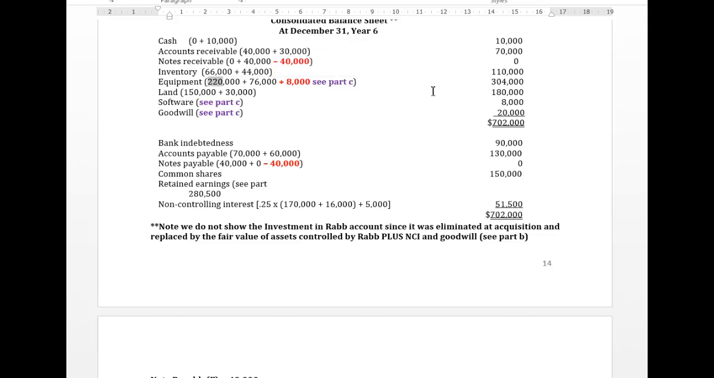Foxx has separate entity equipment of 220,000. Rabb has separate entity equipment of 76,000. But don't forget, on the consolidated statements, if there's been any fair value increment that hasn't yet been amortized, we have to show that, because Foxx bought Rabb at fair value, and they assess that fair value on the equipment as being higher than the carrying value that Rabb set up. So how much of that additional increment, I think it was 24,000, have we not yet amortized?